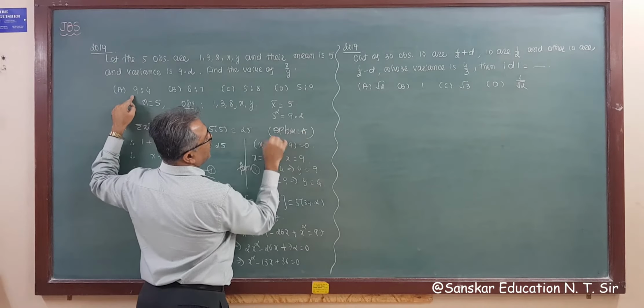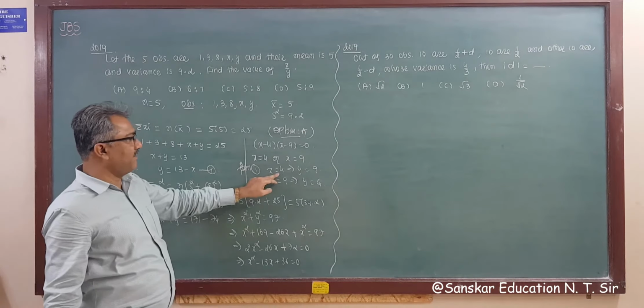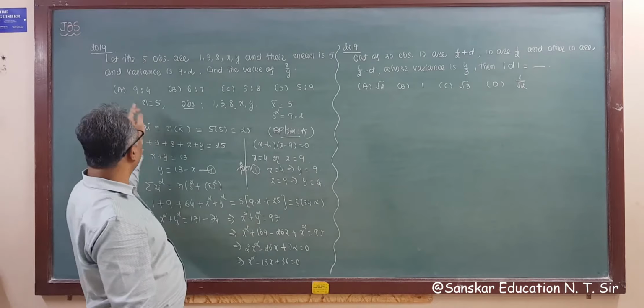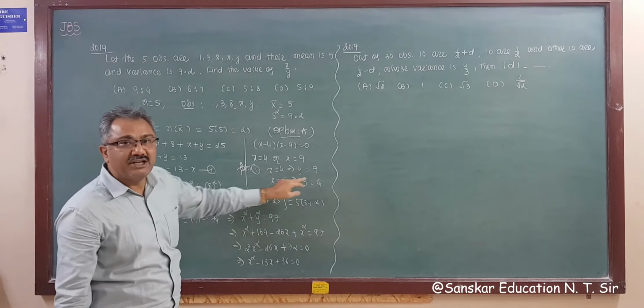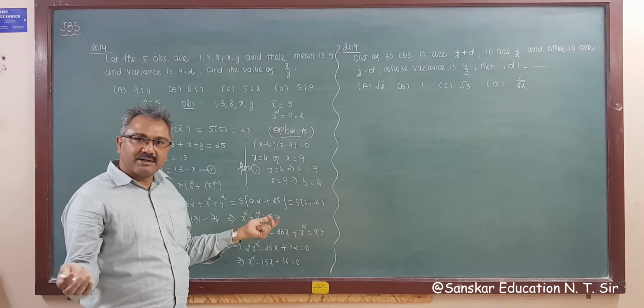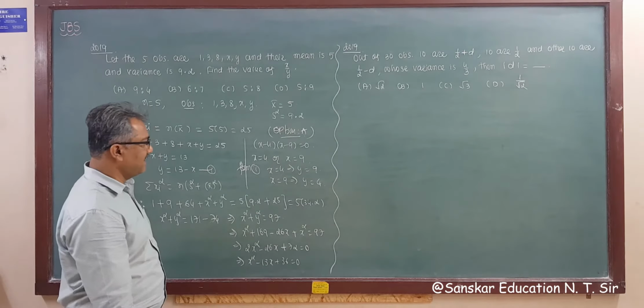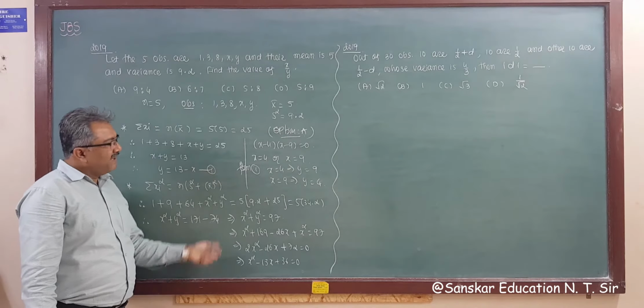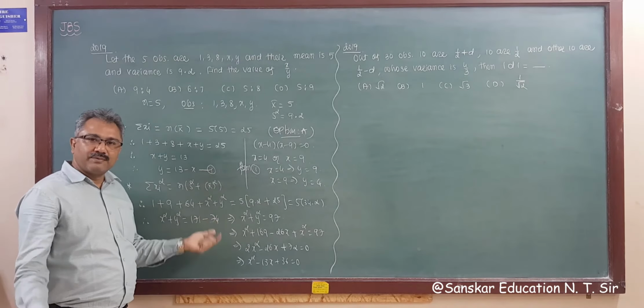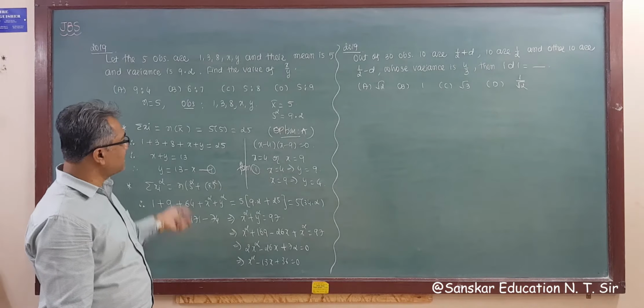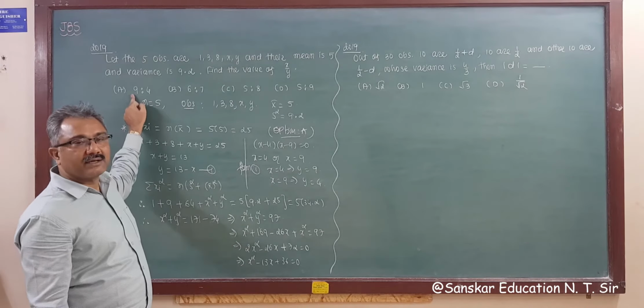Got it? Because we are not taking this 4 and 9. Because 4 is to 9 is not given, but 9 is to 4 is given. So you can take 4 is to 9. Right? So when x is 9, y is 4. So these are the observations. So option A is the correct answer.